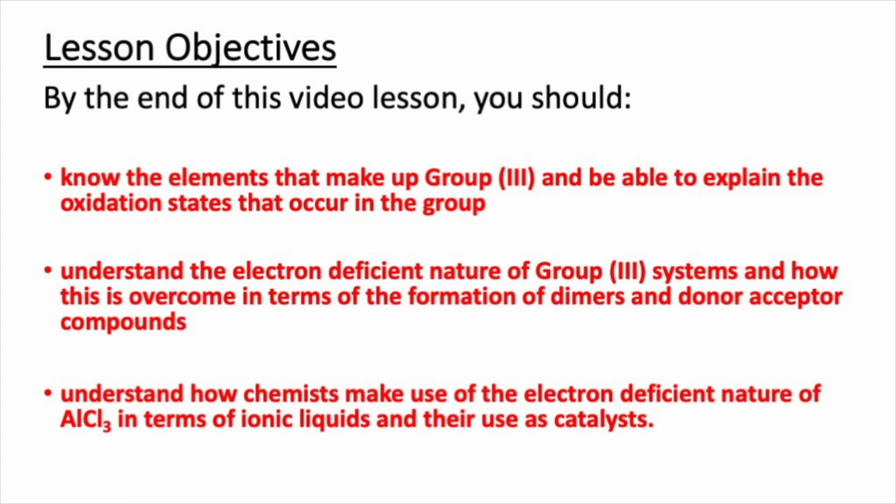So that concludes this video lesson. So after watching this video, you should now know the elements that make up group 3 and be able to explain the oxidation states that occur in the group. You should also understand the electron deficient nature of group 3 systems and how this is overcome in terms of the formation of dimers and donor-acceptor compounds. And finally, you should understand how chemists make use of the electron deficient nature of aluminium chloride in terms of ionic liquids and their use as catalysts.